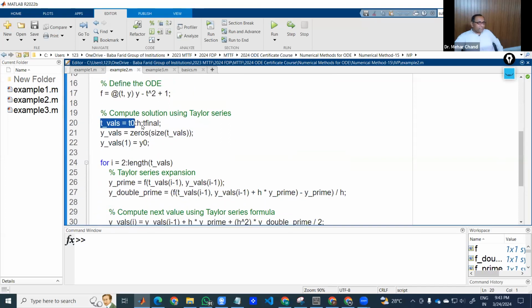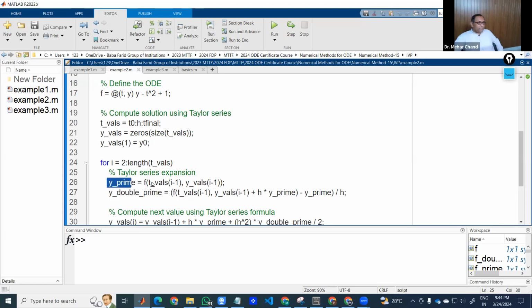Here are the t values, t naught to t final, and these are the y values. And you know the length of the t values and the y values must be equal. This is the initial index of the y values, and the loop will start from 2 to the length of the t values. So these are similar steps, and here you can find this is the y prime. Y prime means the first order derivative, and double prime means the second order derivative.